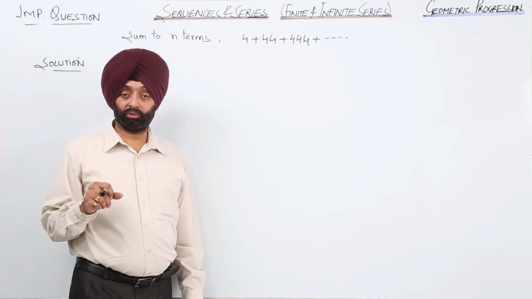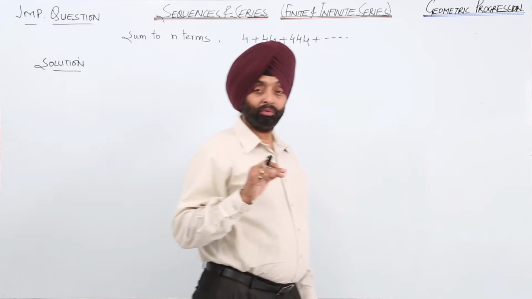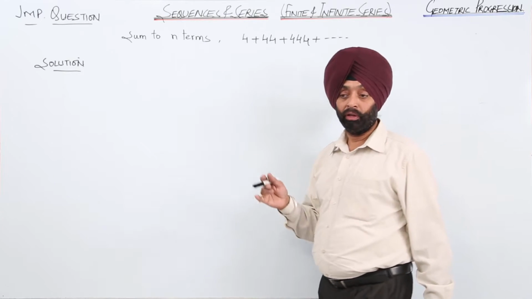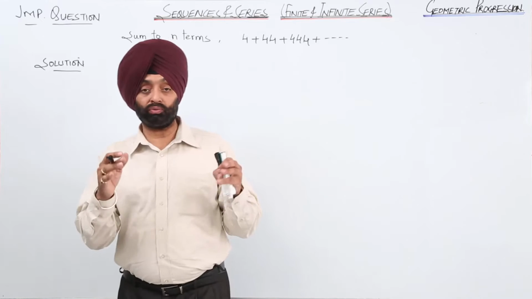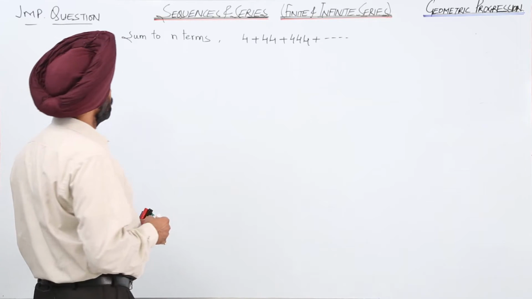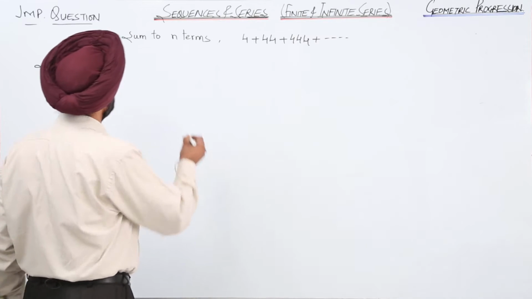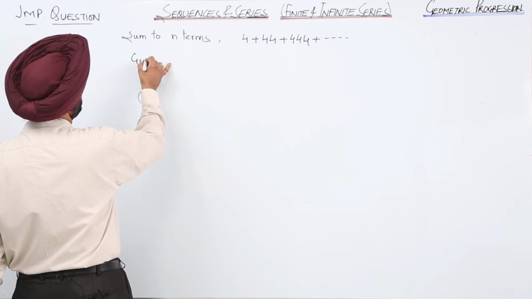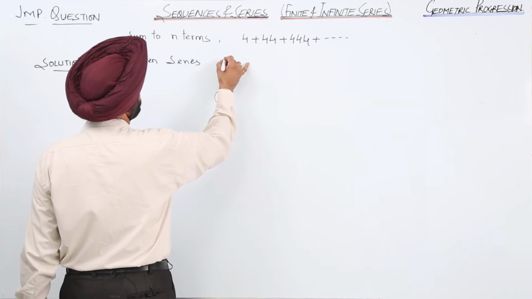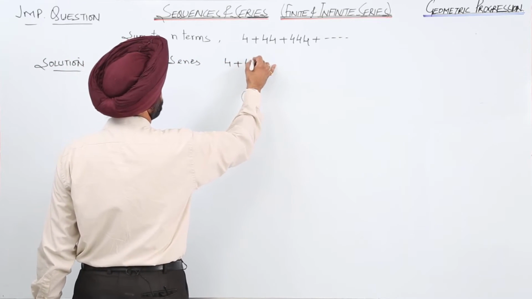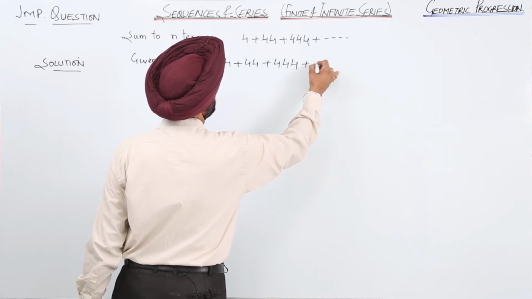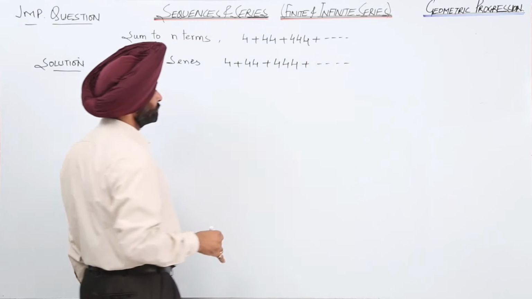A very important question. Now I am just going to give you two more questions of the same type, but you have to watch what the difference is between these three questions. Now the given series is 4 plus double 4 plus triple 4 plus, it goes on like this.